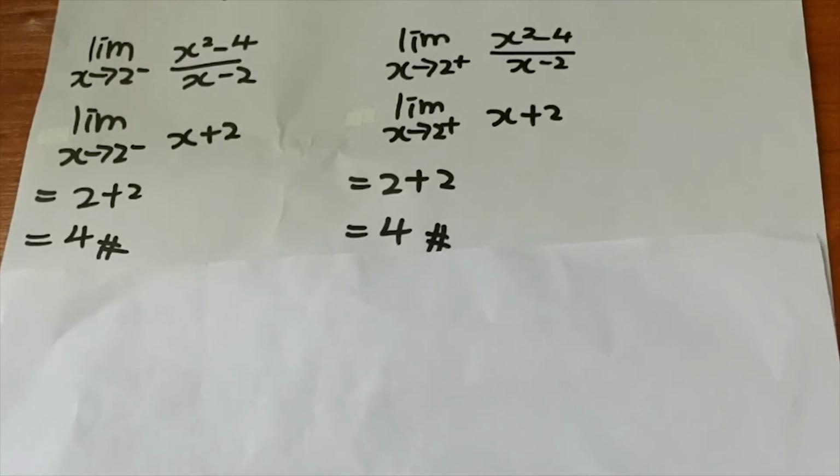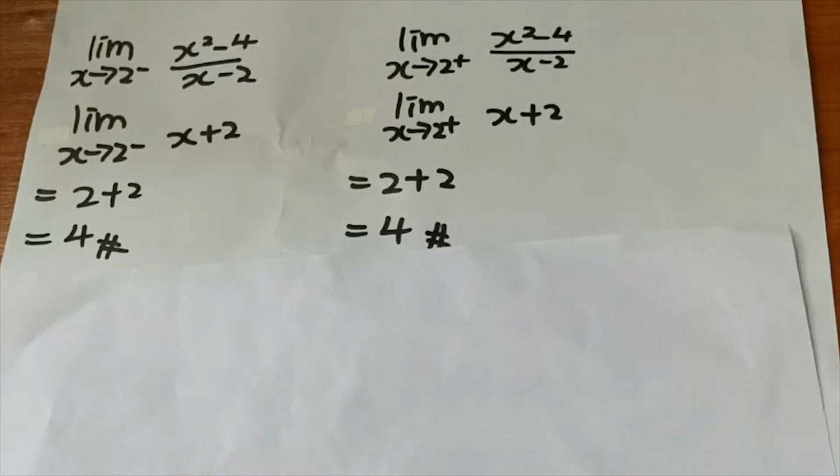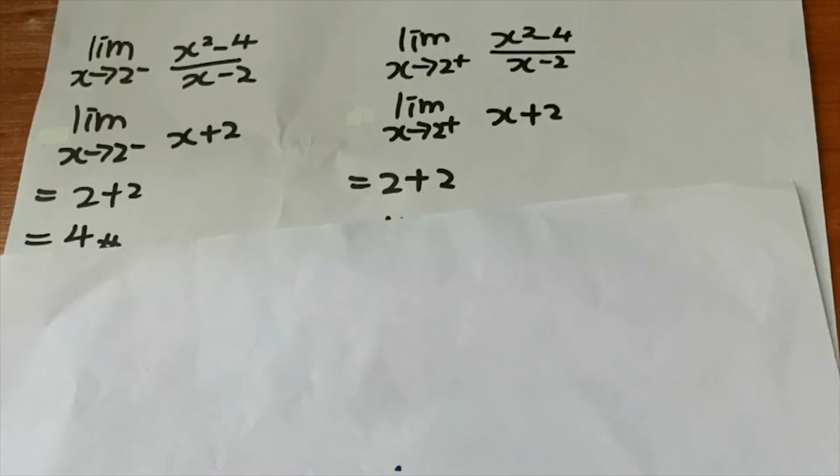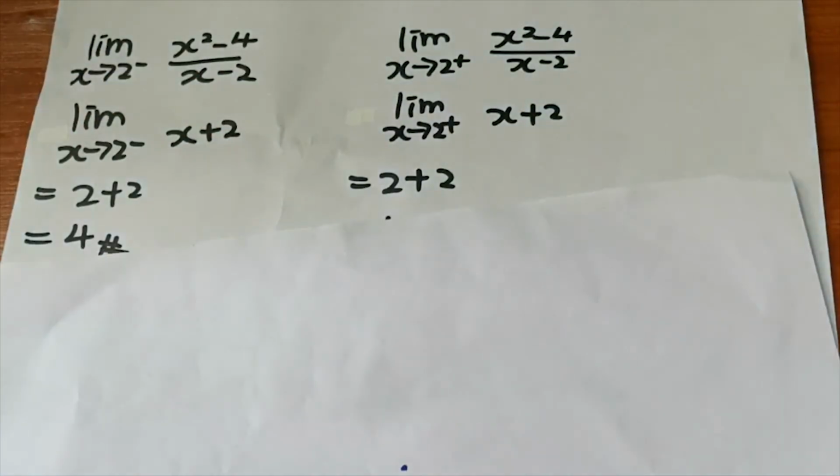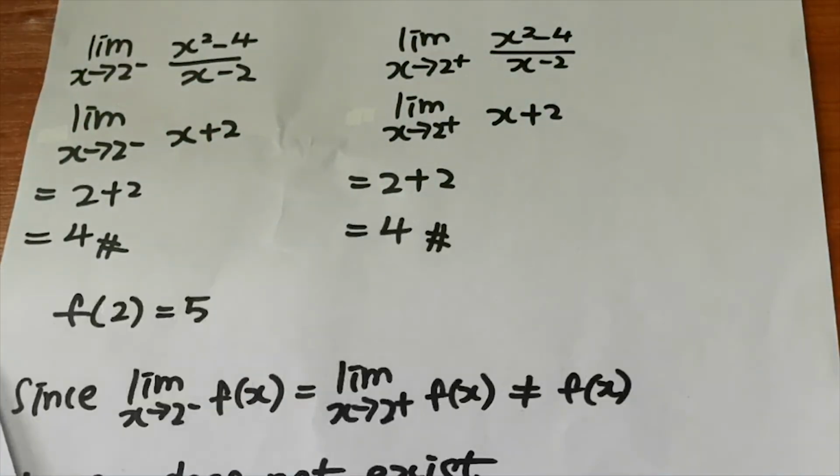Yes, the limits are equal, but it is not continuous when x equal to 2. It is because the question is given that when x equal to 2, y equal to 5. Hence, the limit does not equal the function value, so it is not continuous.